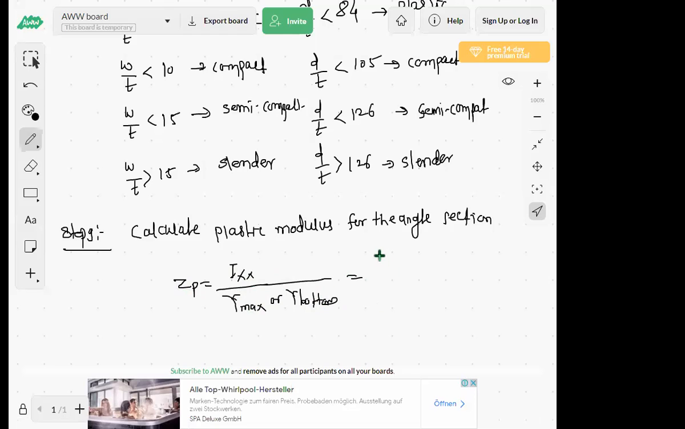So here Ixx divided by Y bottom or Y max. How to calculate it? Y we can calculate as D minus CYY, because Cxx and CYY values we will get from the steel table. Whatever section we select from the steel table, for that section CYY, Ixx, Iyy values we will get. So if CYY is known, then we can calculate Y max or Y bottom by using this formula.